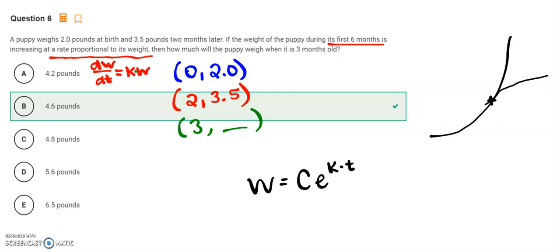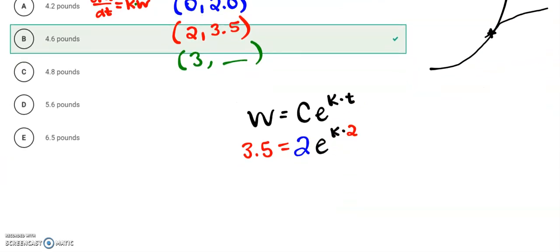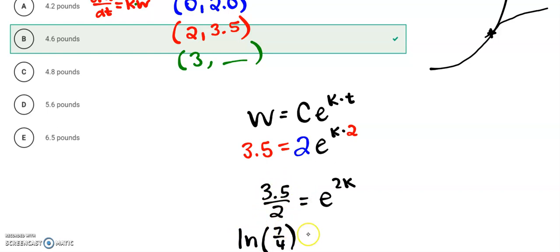All right, so I'm going to use all of this information. I've got my 2.0 as my initial condition. I then can say 3.5 equals 2e to the k, which is what I would like to find, and t is going to be equal to 2. So in doing this, I'm going to end up with 3.5 divided by 2 equals e to the 2k. I'm going to take the natural log of both sides. So this is actually 7/2 over 2. So this is actually 7/4. Don't be panicked by that.